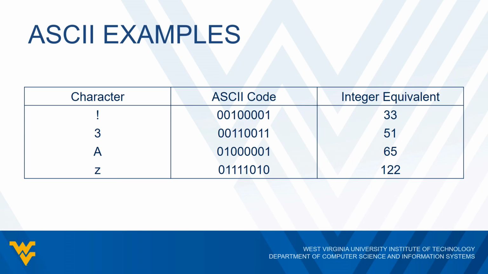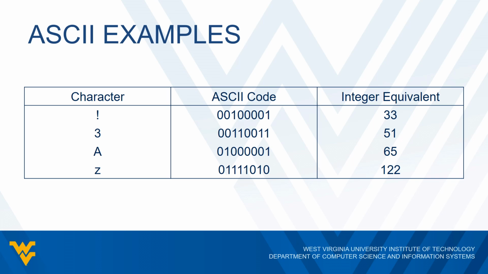So here are just a couple of examples of characters in the ASCII code. I didn't list all of them. That's something you can easily search online if you want to see the entire ASCII table. But here, to show that we can use special characters like an exclamation point, the ASCII code for that is 00100001, or the integer equivalent is 33. In fact, to be honest, when we look at ASCII numbers, we usually don't look at the binary number itself. We just look at the integer equivalent.